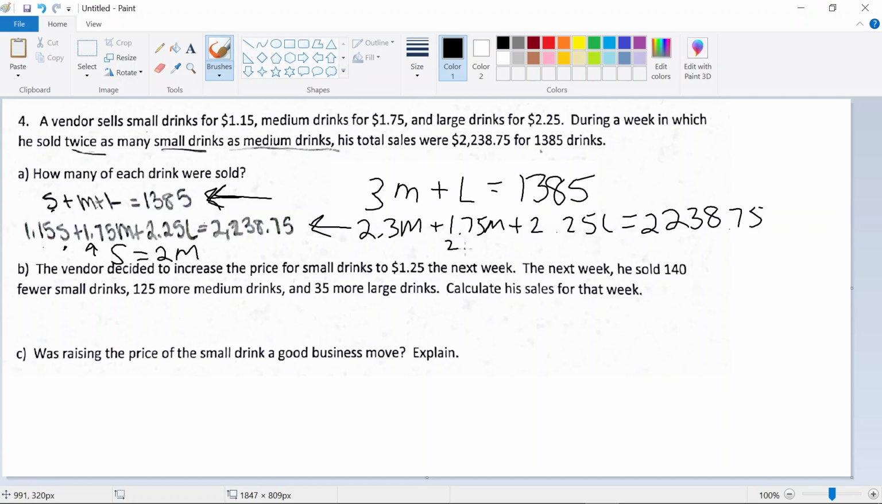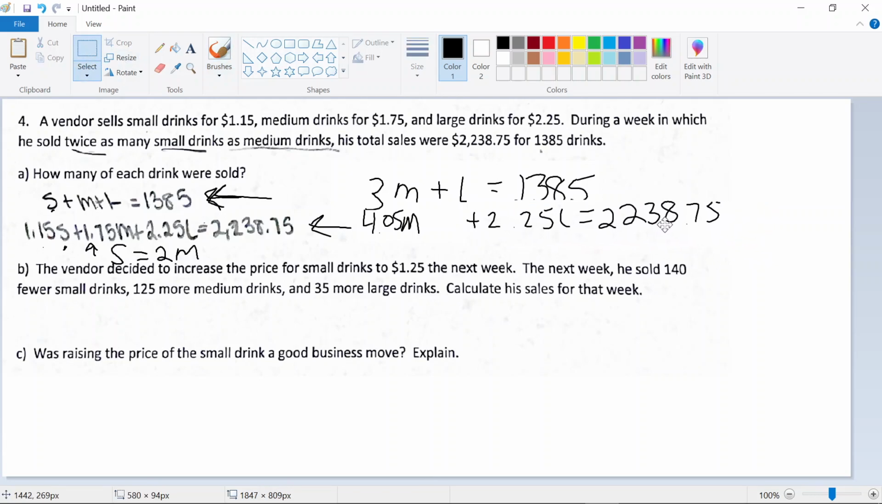What's 2.3 plus 1.75? Well, you can do it on a calculator. 7 plus 3 is 10, 2 plus 1 plus 1 is 4. 4.05. So let me fix that. I will fix it by doing this: 2.3 plus 1.75 is 4.05. Then I will take this and I'll just move it over here. Plus 2.25L equals 2238.75.